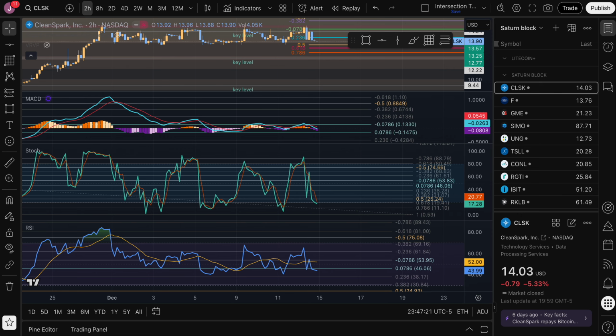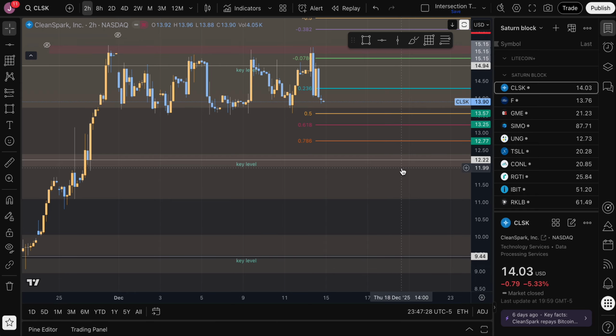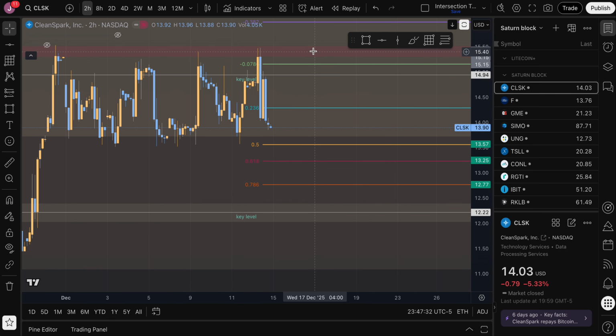Alright, everyone. Inconclusive on CleanSpark, but we do have key levels. So once it starts playing accordingly, then we could have a trade. Until then, take it easy.